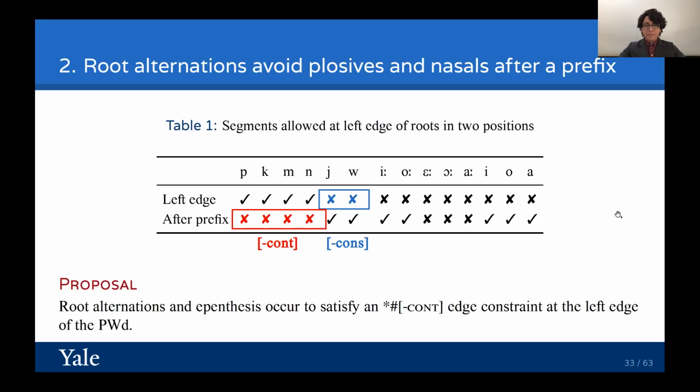or a nasal. And so I propose that the change in vowel quality and length can be explained because there are root alternations and also epenthesis that are occurring in order to satisfy an edge constraint that's holding at the left edge of the prosodic word.